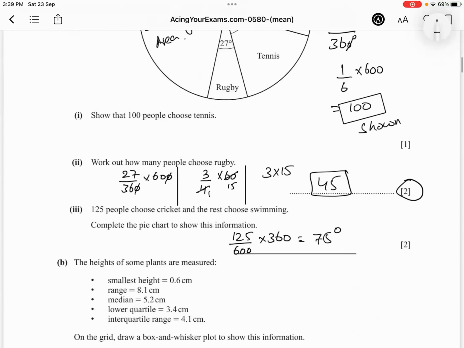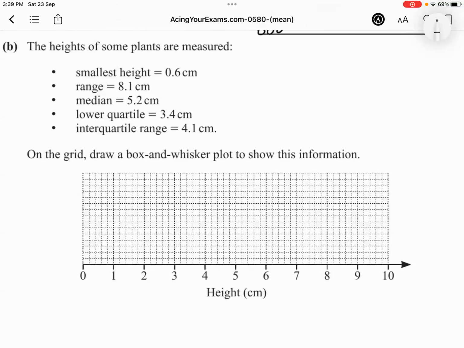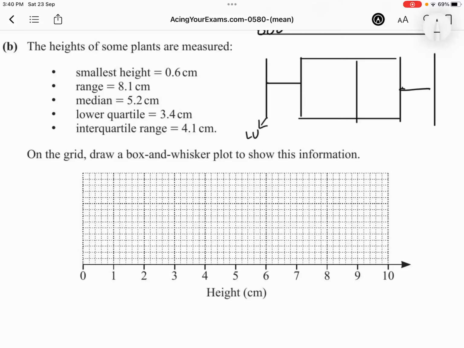So now they say that okay, the heights of the plants are measured. The smallest height is 0.6. So we know that in a box and whisker plot we have this sort of thing. Okay. So this is your lowest value. This is your lower quartile. This is your median. This is your upper quartile, and this is highest value.